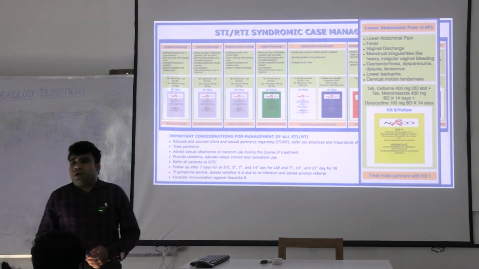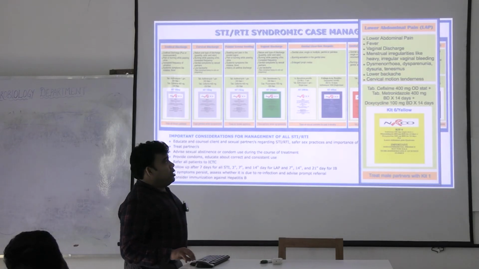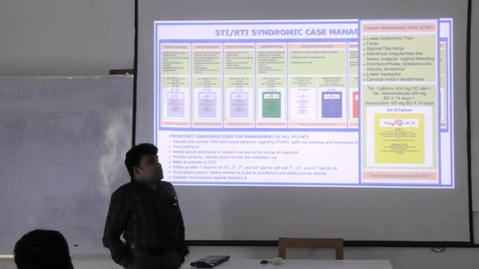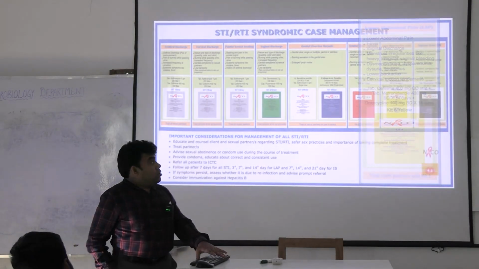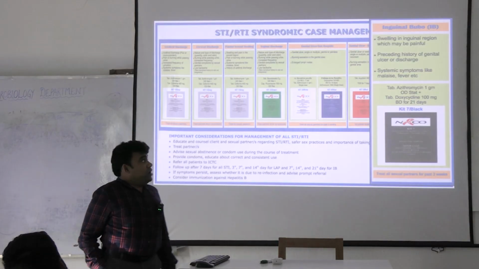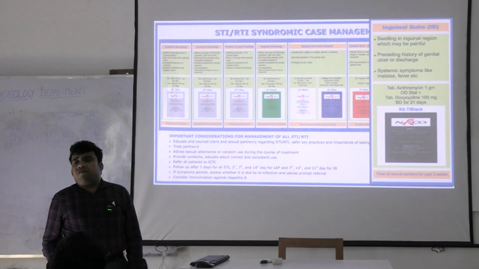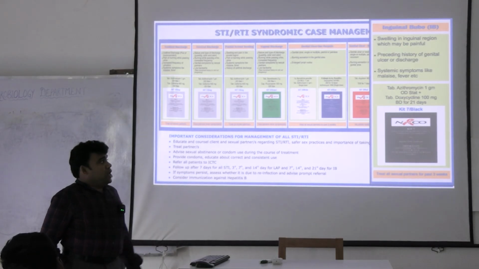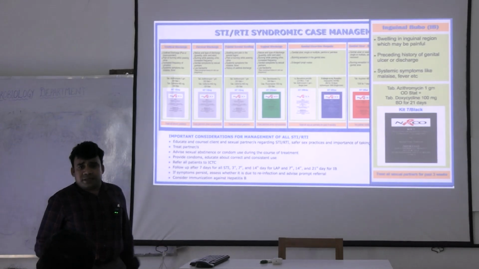Next is lower abdominal pain. Kit is kit number 6, color coded yellow. It will contain cefixime, metronidazole and doxycycline for 14 days. Doxycycline and metronidazole for 14 days. And finally, for inguinal swelling or inguinal bubo, we have kit number 7, color coded black. It will have azithromycin and doxycycline, which has to be given for 21 days.